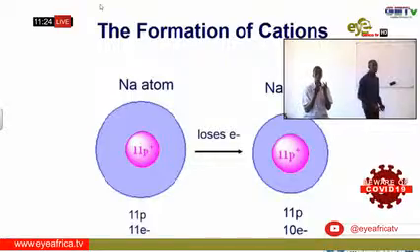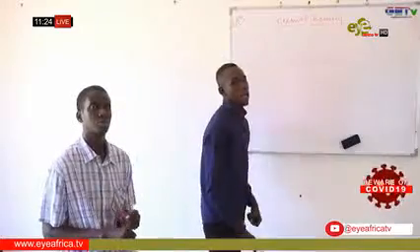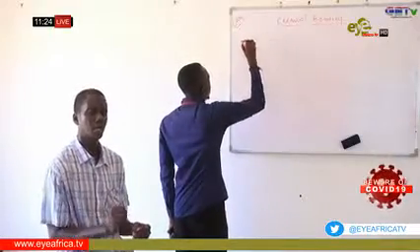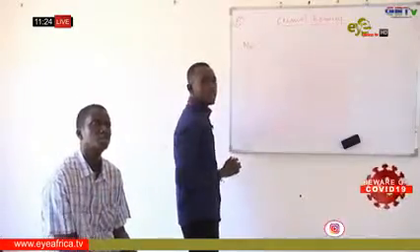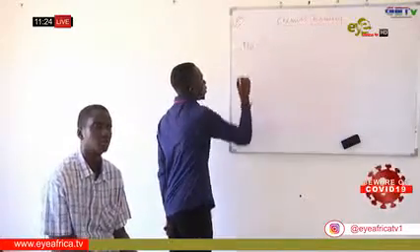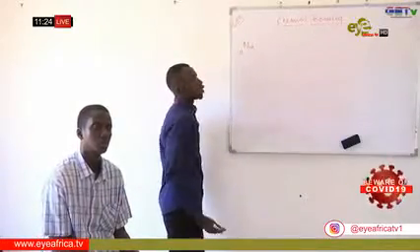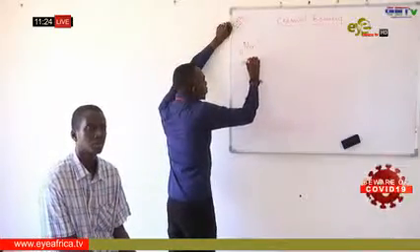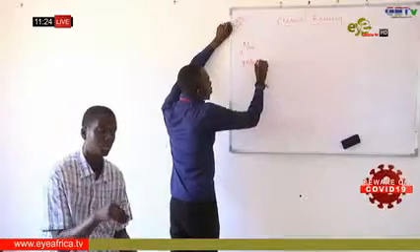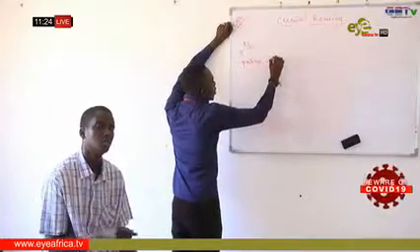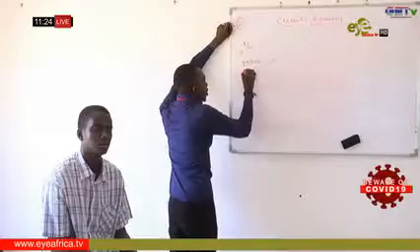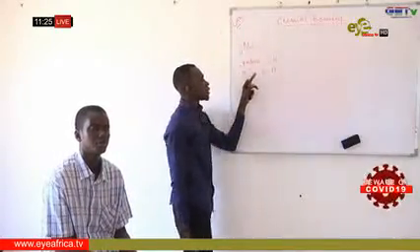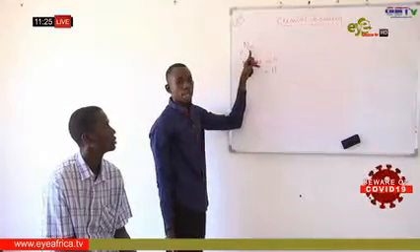Now we have the formation of cations. For example, we have a neutral atom of Na. We know Na has an atomic number of 11, which implies the proton number is 11. The electron number is also 11, because in this case the atom is neutral.